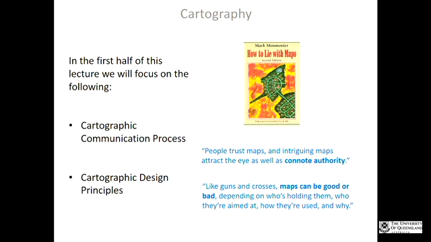So, but we're going to cover, I guess, some basics of communication. And in this first part, we're really just going to think about cartography. And I think there's a few things to think about and principles that we can draw upon. And then in the second half of the lecture, we're going to talk about some specific ways to visualize different types of data sets in different ways. So we're going to think about the cartographic communication process and the design principles. So again, these are sort of building blocks for thinking about GIS and how you communicate ideas and data.